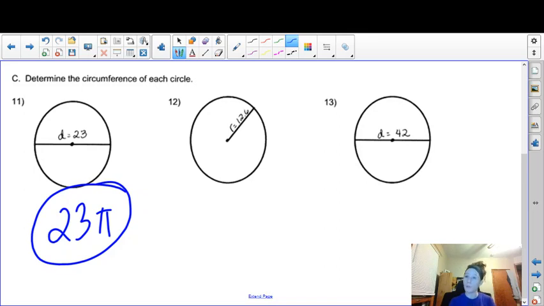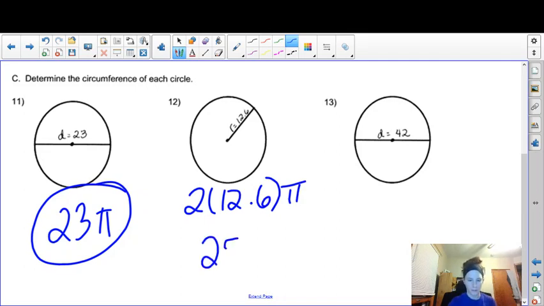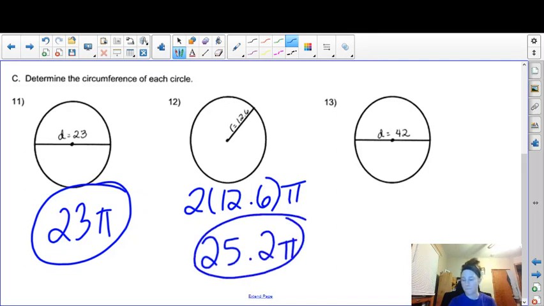Now in problem 12, however, I have my radius. So I have to take 2 times that 12.6, and we're going to put the pi there just to be on the safe side. And then 2 times 12.6 gives me 25.2 pi. And again, 13 is fairly simple. The diameter pi.